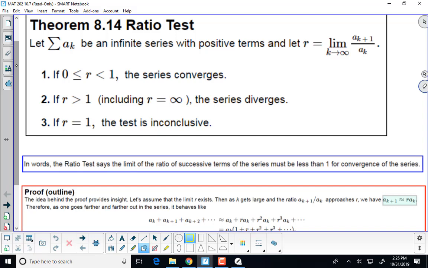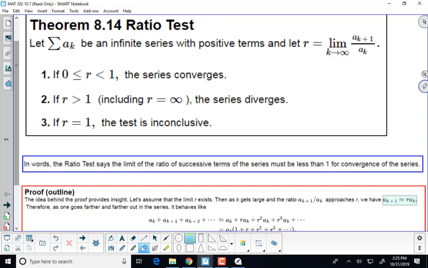Alternating series test has to be for alternating series. Integral test has to be for something integrable. So they're pretty narrow. They work for very narrowly defined series. The ratio and the root tests are a little more general. The ratio test in particular can be used for quite a few series.